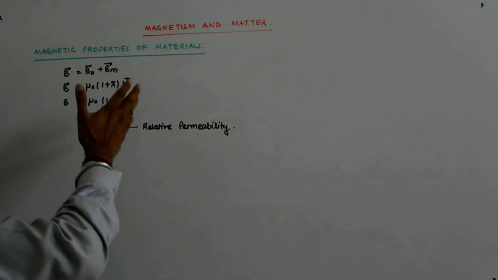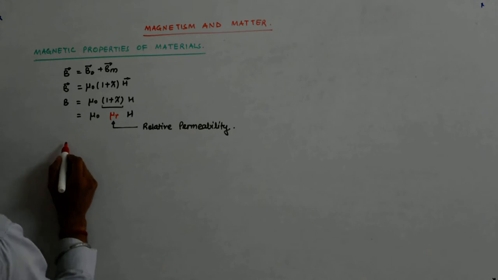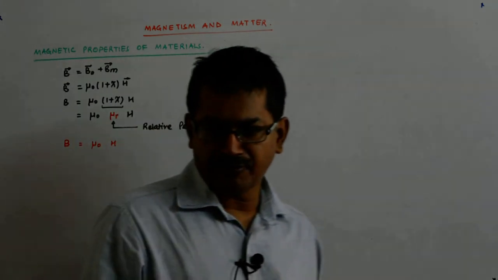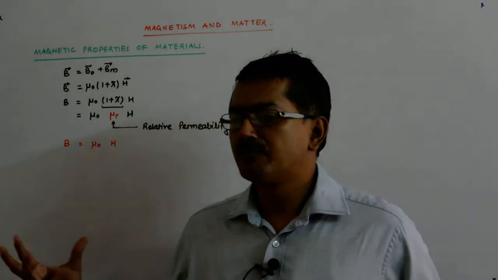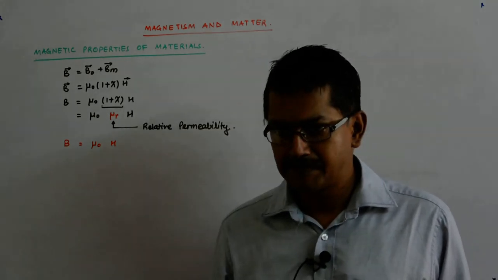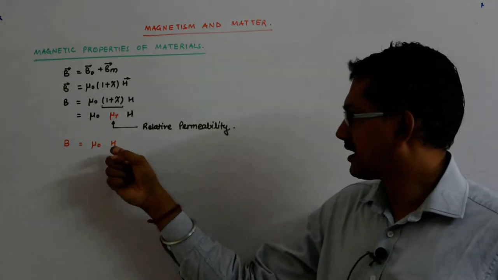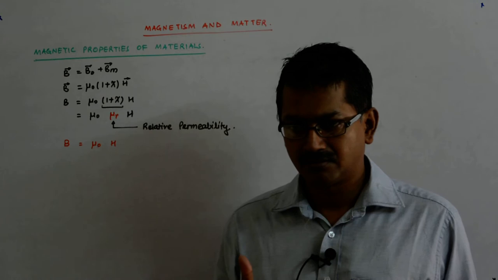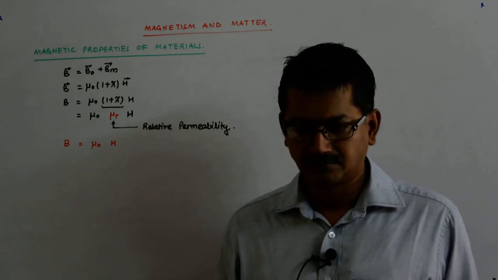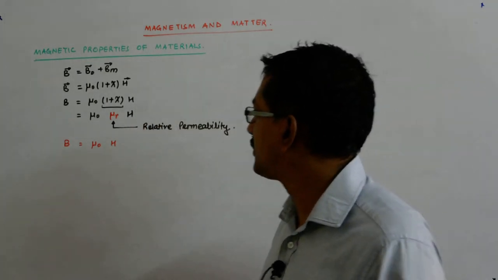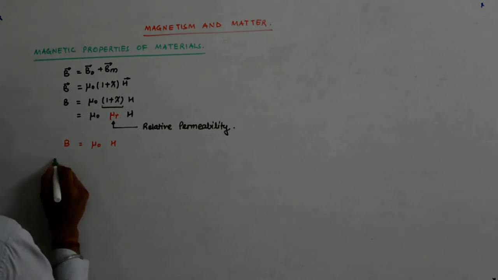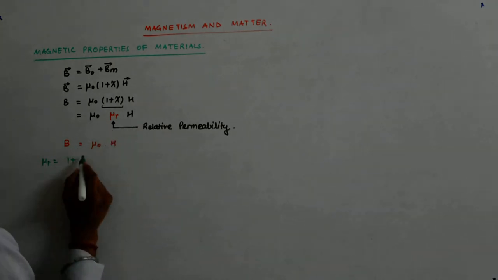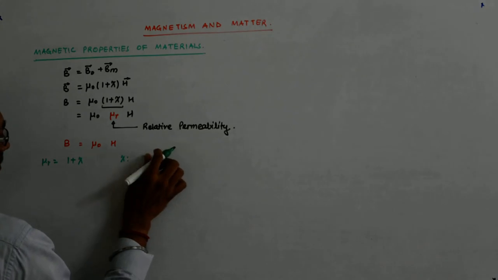Now if you understand, if there was nothing, our field was B is equal to mu naught into H. So it is this mu r, the relative permeability factor, which modifies the magnetic field. Do we understand that? Chi can take any value, and that's what we'll discuss. And this mu r is equal to 1 plus chi, is it not? So that understanding has to come first. Where chi is the magnetic susceptibility.